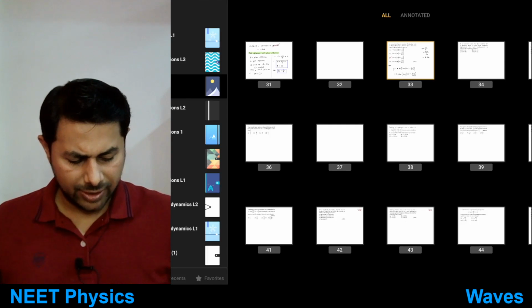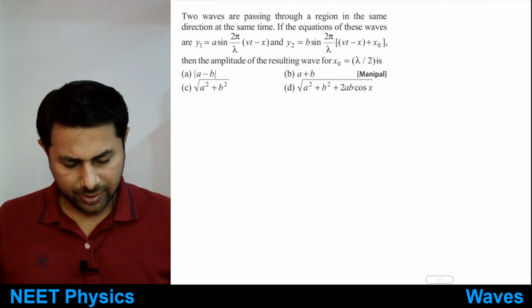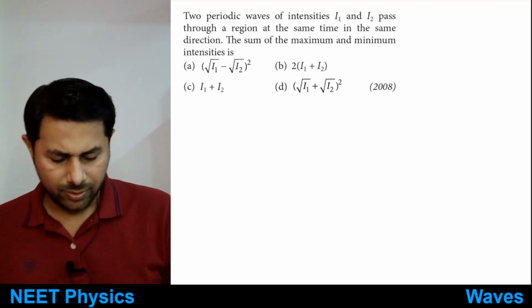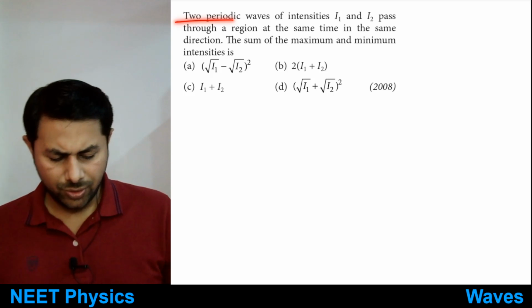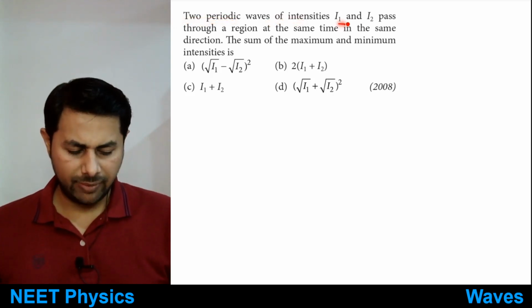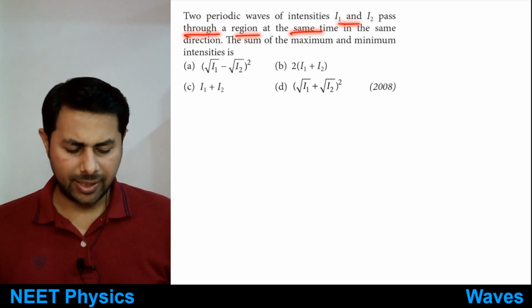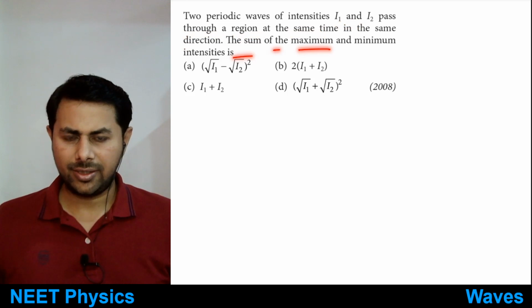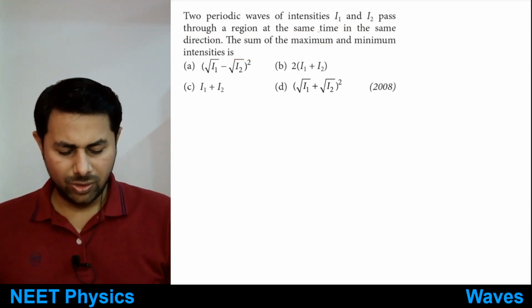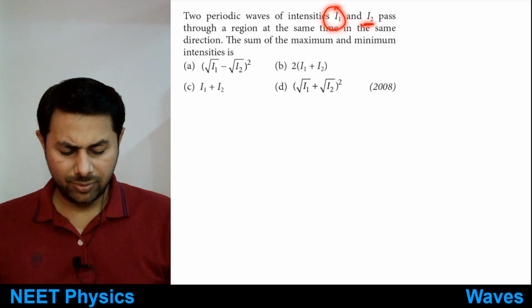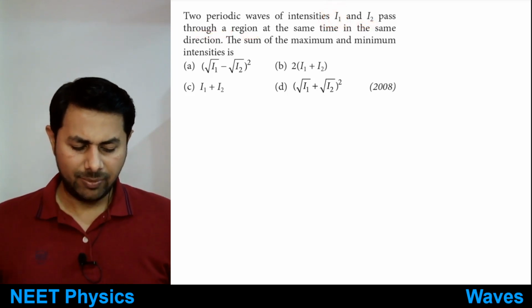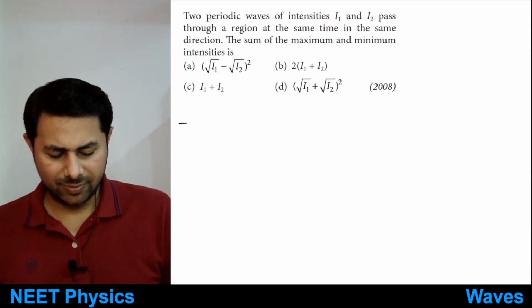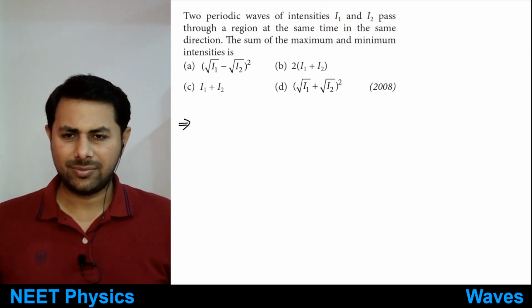So then we just saw interference. Let us see some examples based on the interference first. Let's see this one. Two periodic waves of intensities I1 and I2 pass through a region at the same time in the same direction. Then the sum of maximum and minimum intensities is, okay, tell me. What is the maximum intensity?